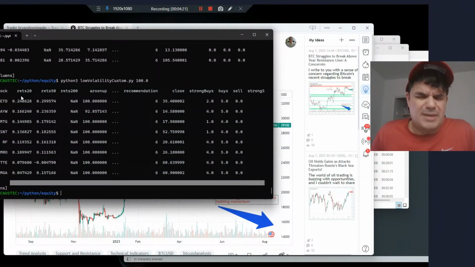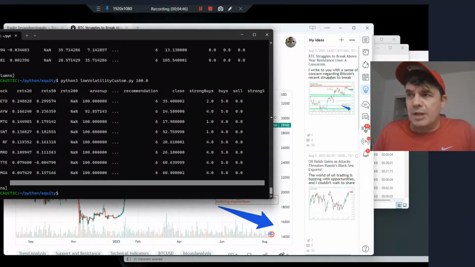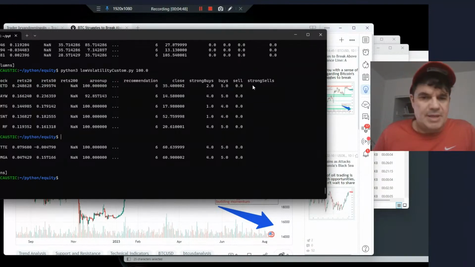You got the stock symbol, then you got, as I've shown you before, I think it was last week, the average returns percent-wise for the last 20 working days, 50 days. I've talked about the Aroon up. We've got a recommendation score as well from analysts, of 6 is pretty good, with closing price, strong buys, and selling and strong sell recommendations. So obviously we don't want anything that has a sell or strong sell recommendation. We only want strong buys. So these are very strong stocks.